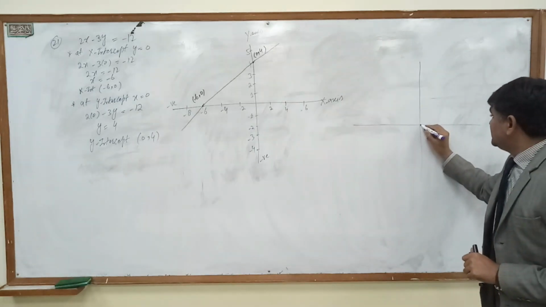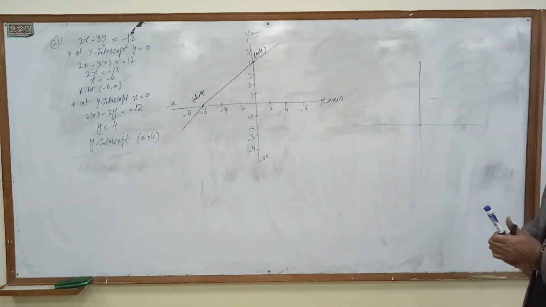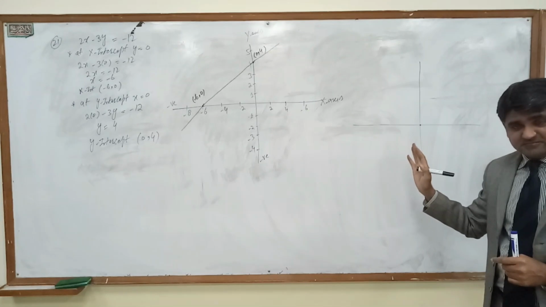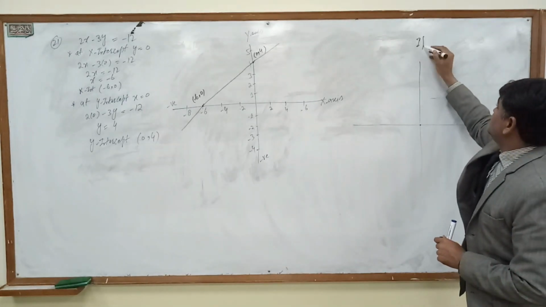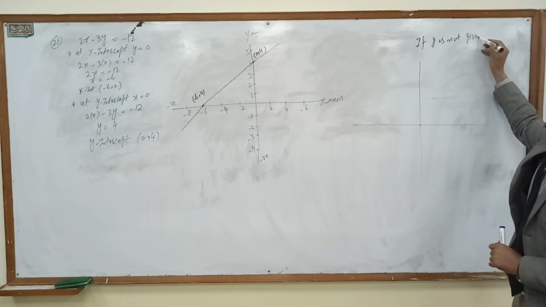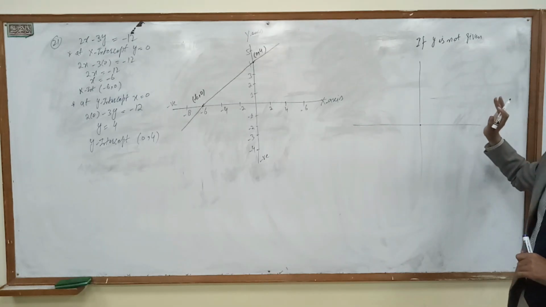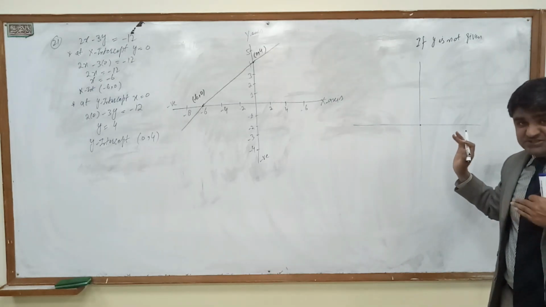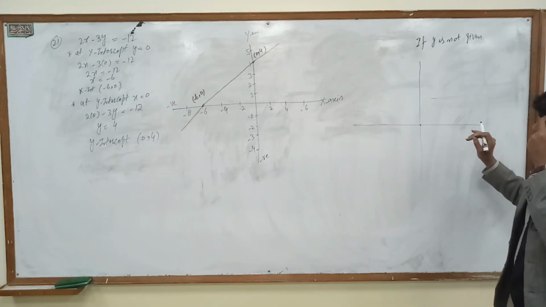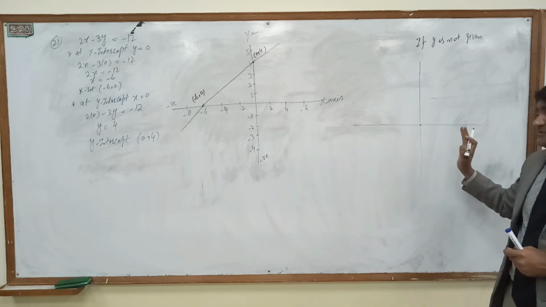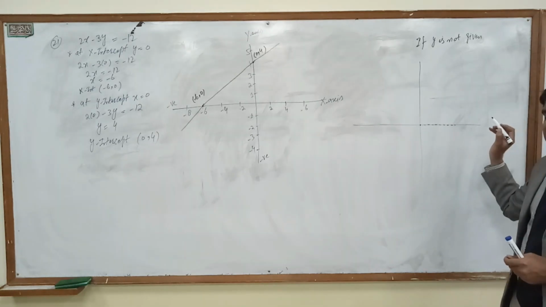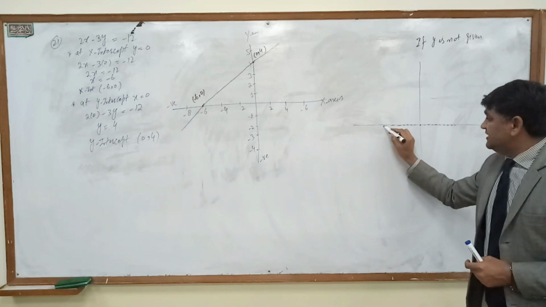If x is positive, your curve will be on the right side. If y is not given, then the curve will be on the horizontal line, or the x-axis. We can say it will be a horizontal line. If the x-intercept is positive, the curve will be on the right side of the origin. If it's negative, on the left side of the origin.